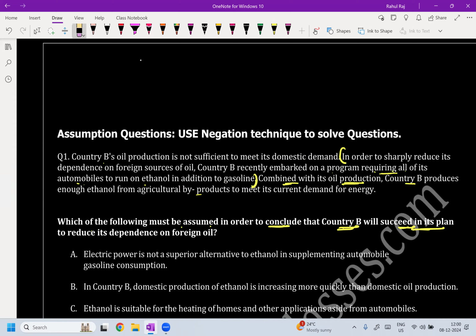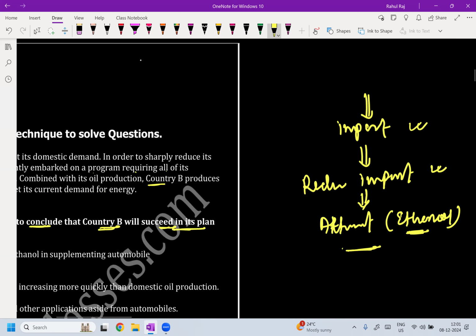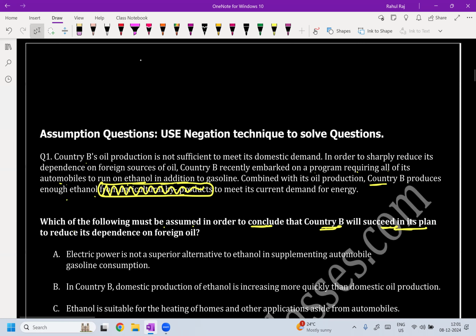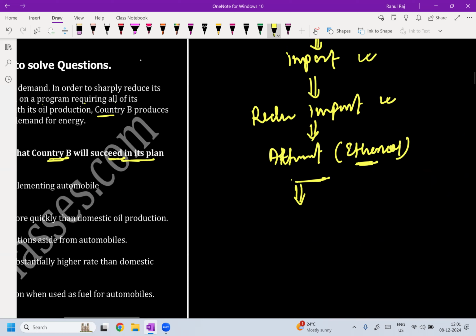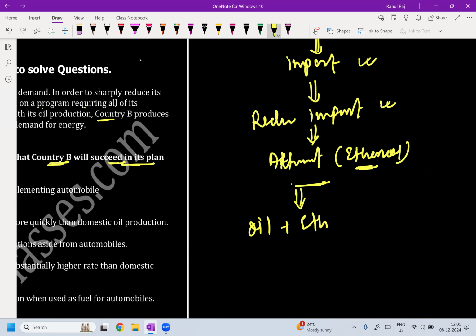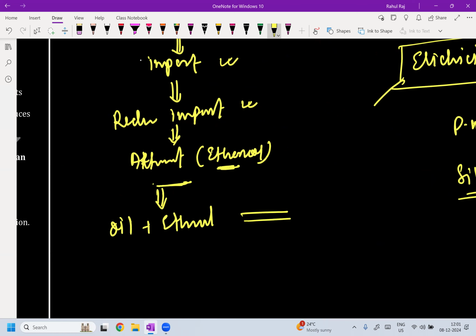Now please understand, do not get confused. The whole point is that when you read the sentence, there should be a very clear understanding of what you are reading. Now when I say country B produces enough ethanol, this is completely an absolutely useless thing. This is just given to deceive you, to confuse you, to go mad about where the ethanol is coming from. You don't need to know. They have just told you that there is an alternate source of fuel, ethanol. And now they are making a conclusion that combined with oil production, country B produces enough ethanol to meet its current demand for energy. Now they are straight away trying to conclude that oil plus ethanol is sufficient to meet the current demand.